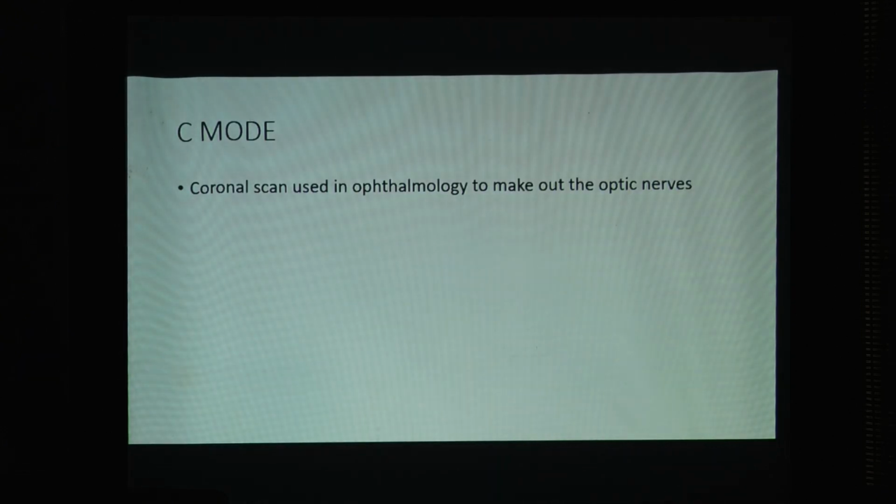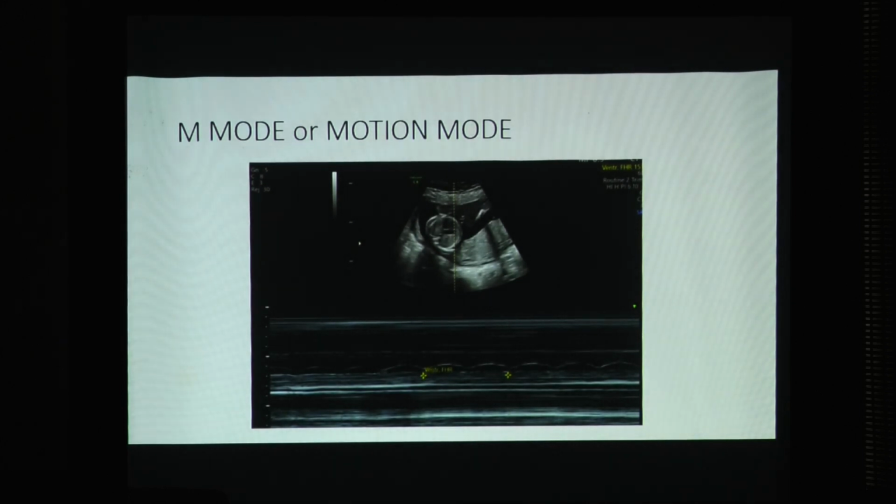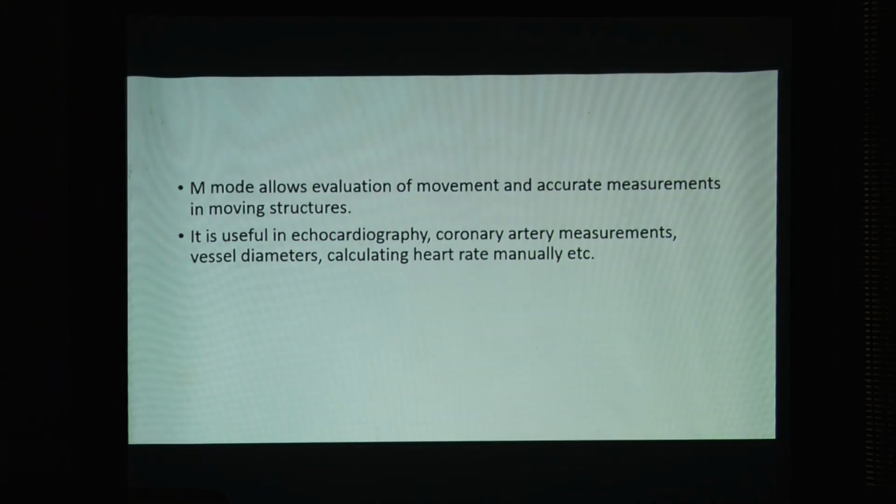Coronal scan in ophthalmology, then motion mode or the M mode, that is time position scanning, which is used by cardiologists for position of the valves and all. This is a fetal image in which the cardiac pulsations are traced. M mode allows evaluation of movement and accurate measurements in moving structures. It is used in echocardiography, coronary artery measurements, vessel diameters, calculating the heart rate manually.